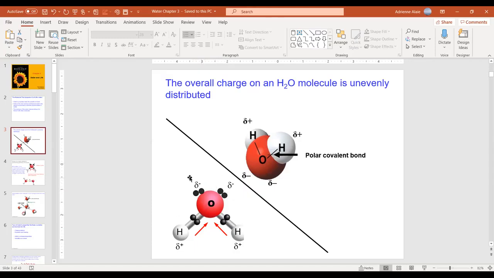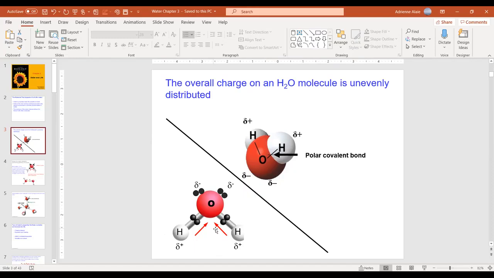But overall, we have the electrons swirling up around the oxygen atom, pulled away from the hydrogen atoms, and making those hydrogen atoms have some partial positive charge, right? So we can say that the overall charge on a water molecule is unevenly distributed, right? With more negativity up around the oxygen atom and therefore more positivity down by the hydrogen atoms. And we know that each hydrogen is connected to the oxygen atom by a polar covalent bond, a bond that is not an even sharing of electrons.